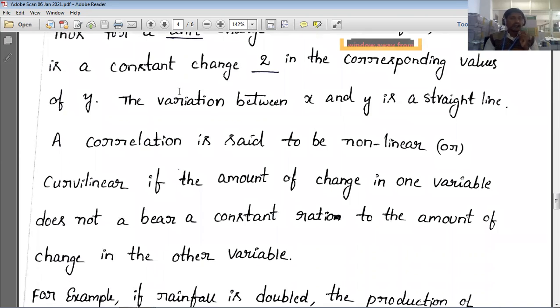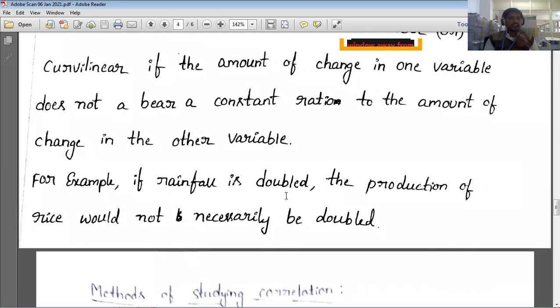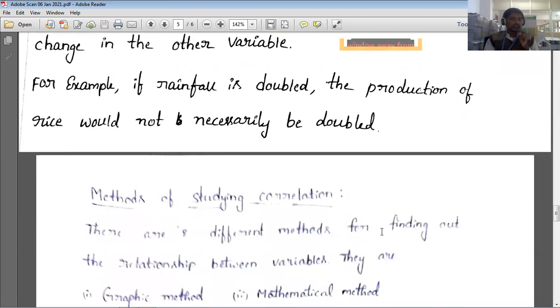And next, a correlation is said to be non-linear, or curvilinear, if the amount of change in one variable does not vary in a constant ratio. For example, if rainfall is doubled, the production of rice would not necessarily be doubled. So rain increased, but the production of rice does not necessarily increase proportionally. These come under types of correlations.